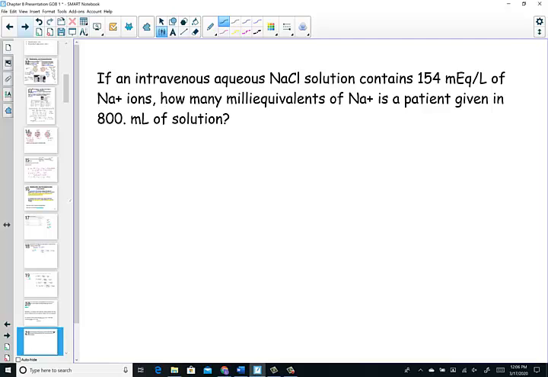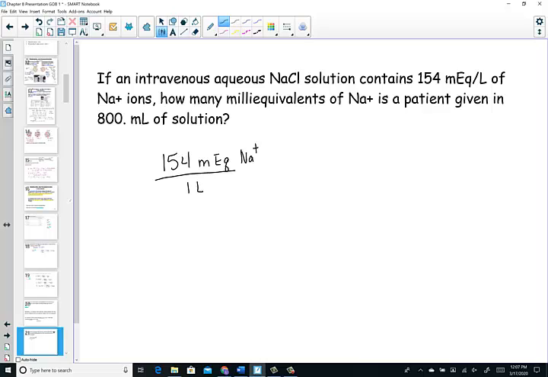Let's try a question out with that thought in mind. If an intravenous aqueous sodium chloride solution contains 154 milliequivalents per liter of sodium ion, that's a given quantity, 154 milliequivalents per liter of sodium ions. How many milliequivalents of sodium is a patient given in 800 milliliters of solution?